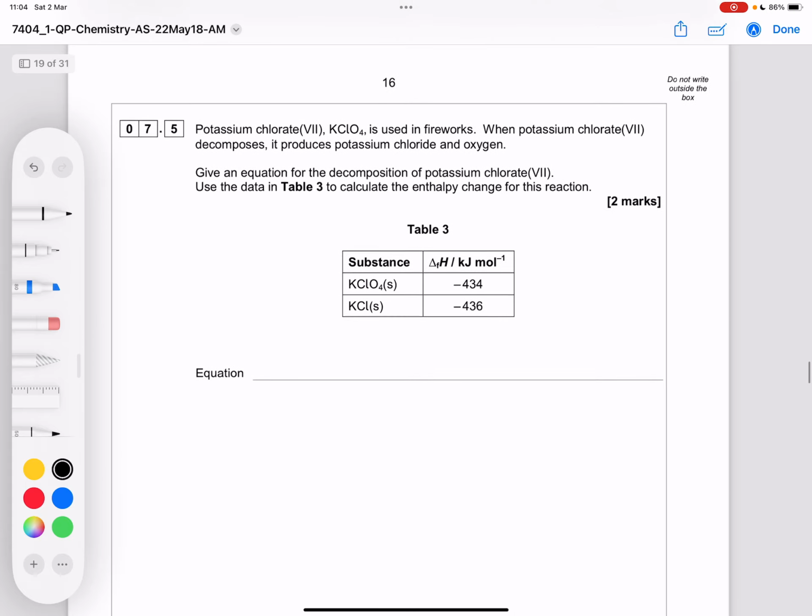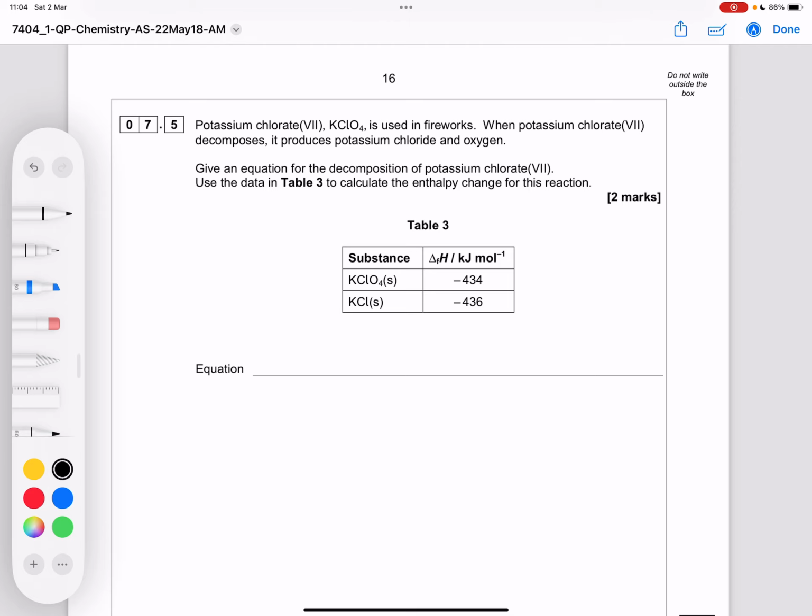And then the final part of the question says potassium chlorate(VII), so it's a different chlorate, which is used in fireworks. When it decomposes, they've given us the formula. Decomposes means turns into, heated up to break it down, potassium chloride, we're supposed to know, and oxygen, we're supposed to know. And then we just need to balance this. So we put a 2 in front of the O2.